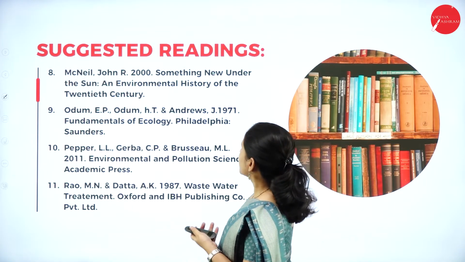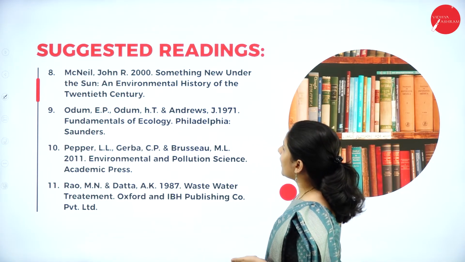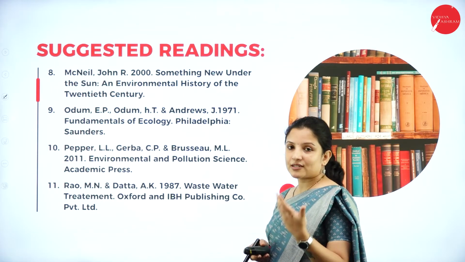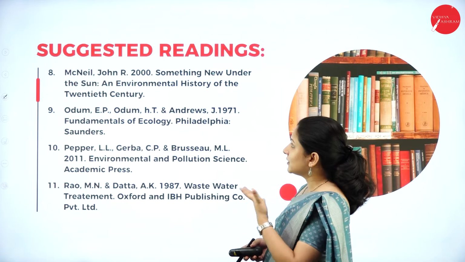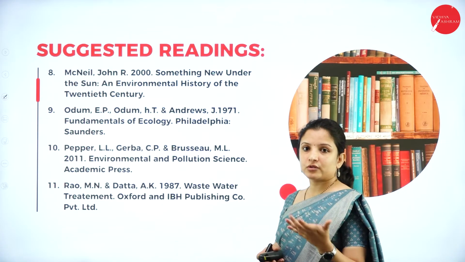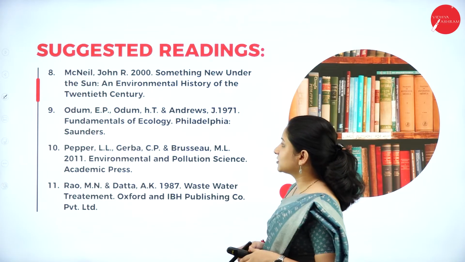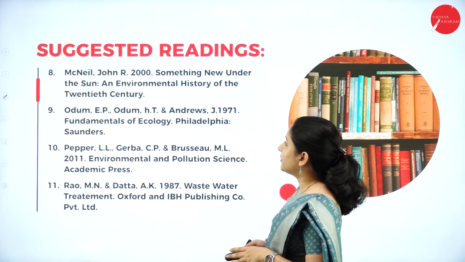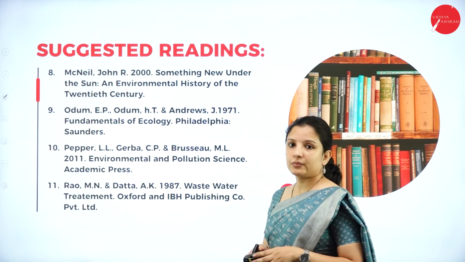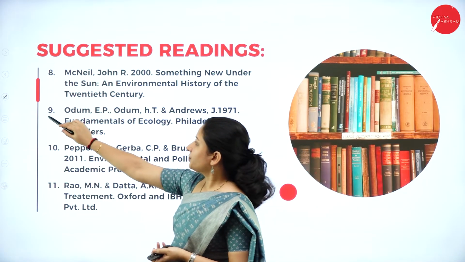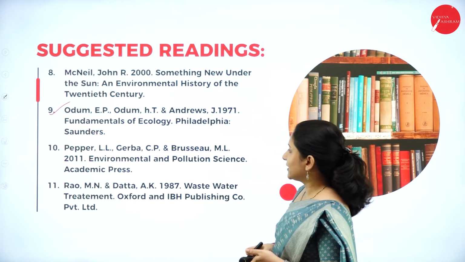And there is Something New Under the Sun, an environmental history of the 20th century. It is a recent publication, obviously, published in 2000. So recent advancements in the field of environmental studies, you will get in this particular book. And you have Fundamentals of Ecology, the basic fundamentals of ecology, you can study from this particular book. Likewise, there are a lot of books that they have mentioned here.